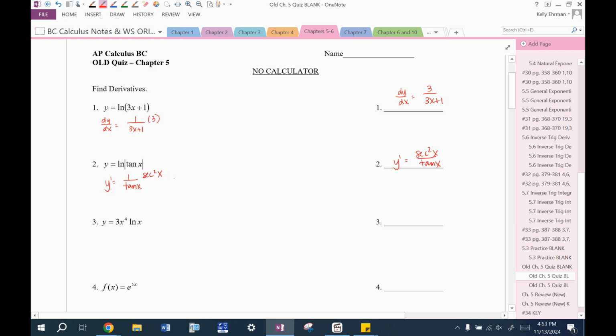let's see if we work on this at all. So 1 over tangent is cotangent. So that's cosine x over sine x, and multiplied by secant squared is times 1 over cosine squared. So yeah, I guess you could simplify this a little bit.